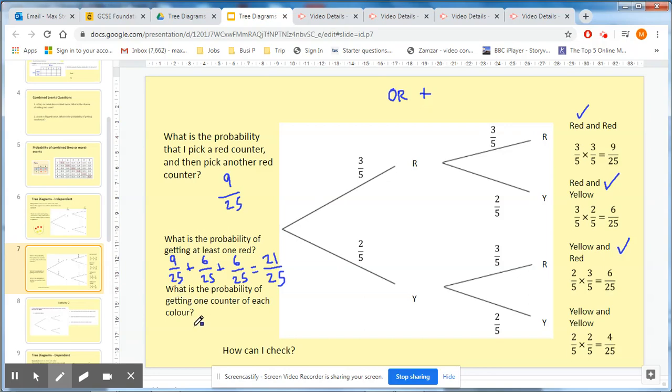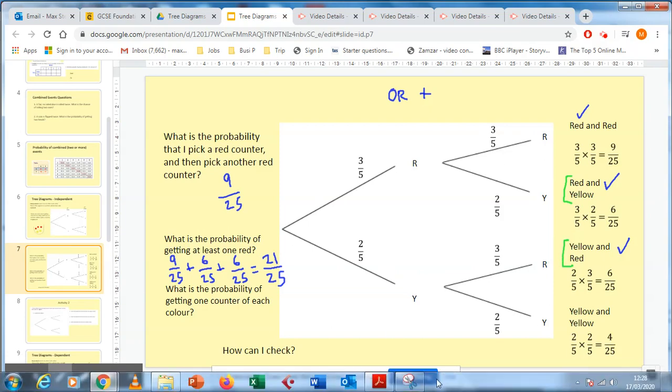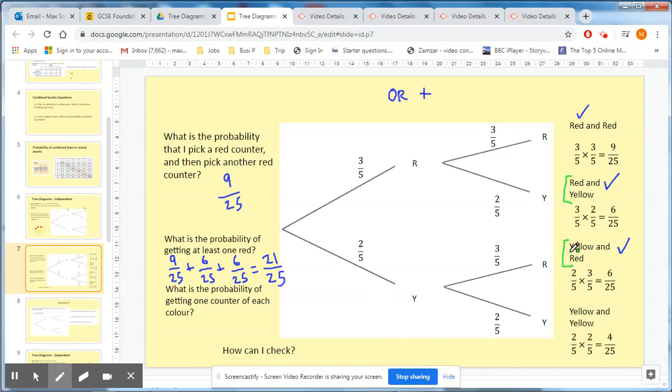Another question I could ask you is, what's the probability of getting one counter of each color? So for me to get one counter of each color, that would be either red and yellow, or yellow and red. So again, it's this one or this one. I'm just going to add the probabilities. So 6 out of 25 plus 6 out of 25, which is going to give me 12 out of 25.